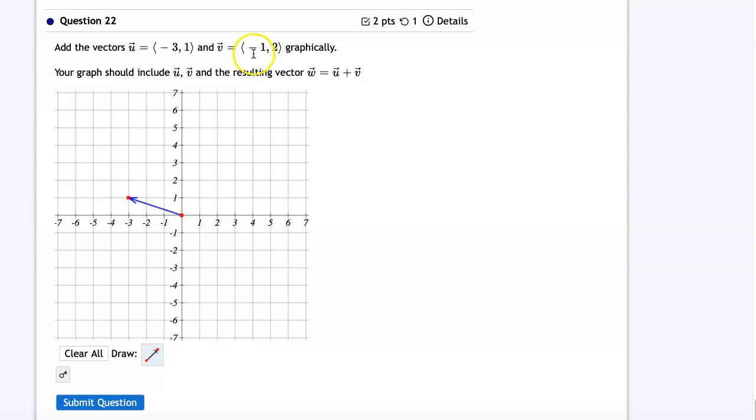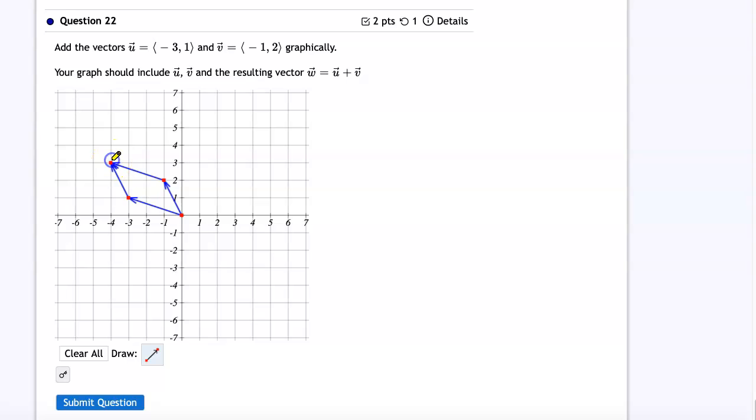So if you were to do -1, 2, and you would start at the origin, then you would go -1 over and 2 up. But you could alternatively start at -3, 1, and then go 1 back and 2 up. And you can see then you have the two sides of the parallelogram. And also you could put u likewise right here. So you could start u here.